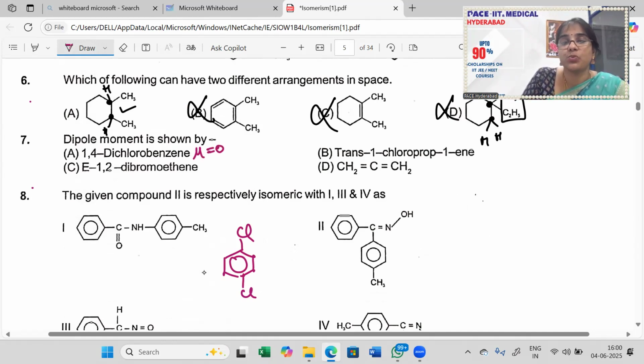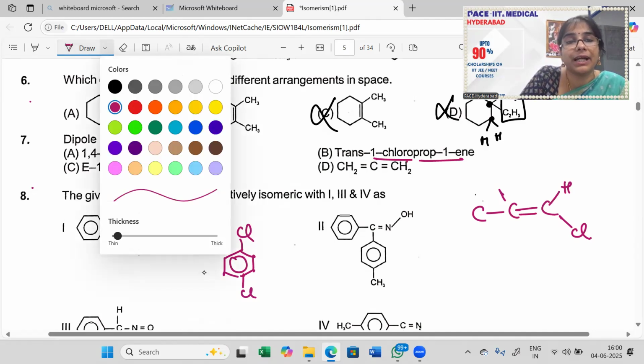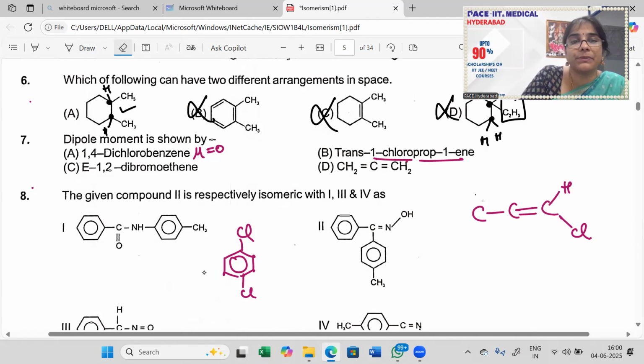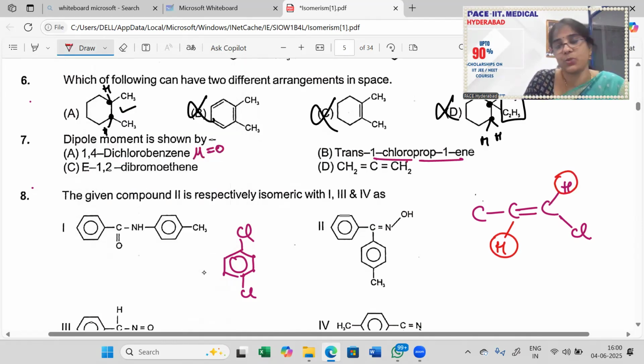Then you have trans 1 chloro prop 1 ene. Propene, 1, 2, 3. This is my propene, and trans 1 chloro. So it is trans chloro, and on the first position you have chloro here. Then the other thing has to be hydrogen only, right? 1 chloro prop 1 ene. So the other has to be hydrogen. Trans has been mentioned, so in trans what will happen? You will have the other hydrogen linked up here. This one and this one, definitely.